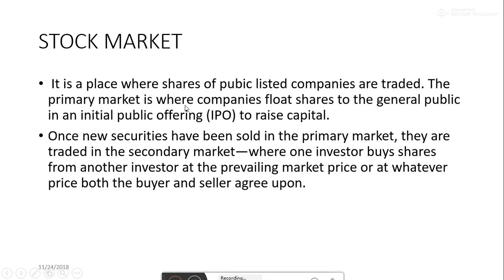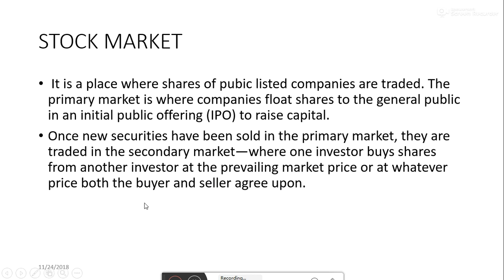The primary market is where companies float shares to the general public in an initial public offering (IPO) to raise capital. Once new securities have been sold in the primary market, they are traded in the secondary market, where one investor buys shares from another investor at the prevailing market price or at whatever price both the buyer and seller agree upon.